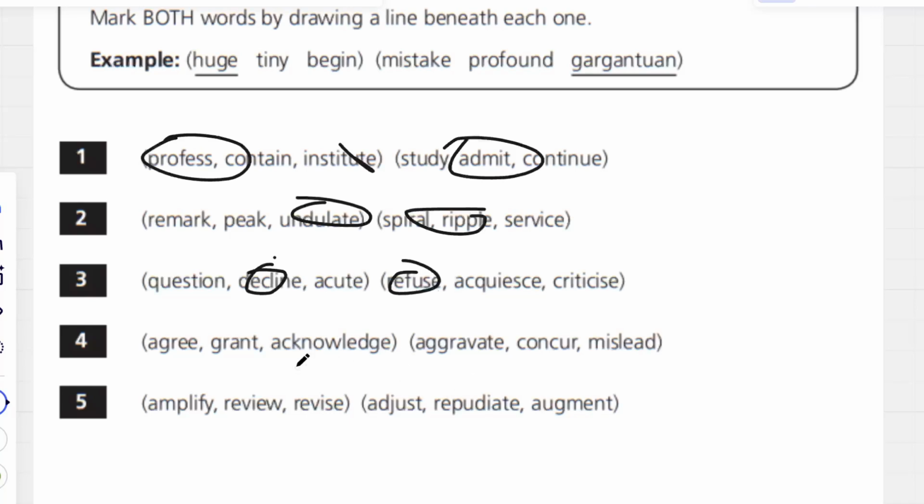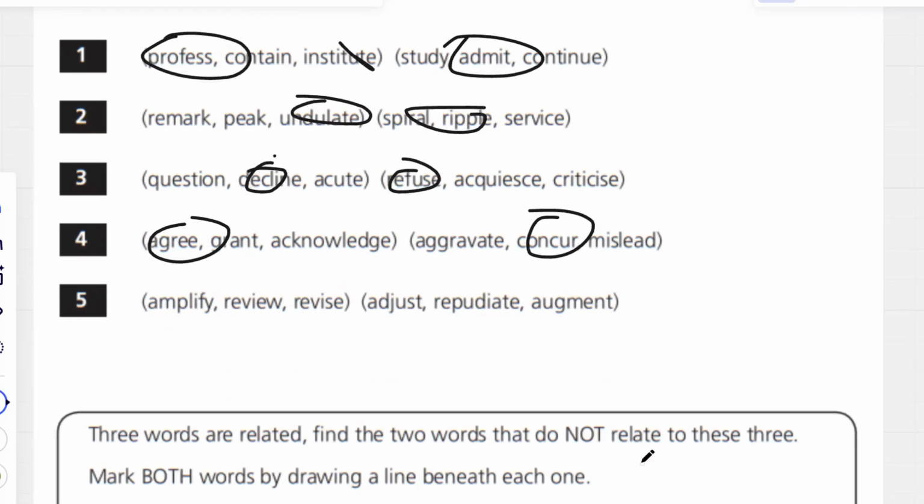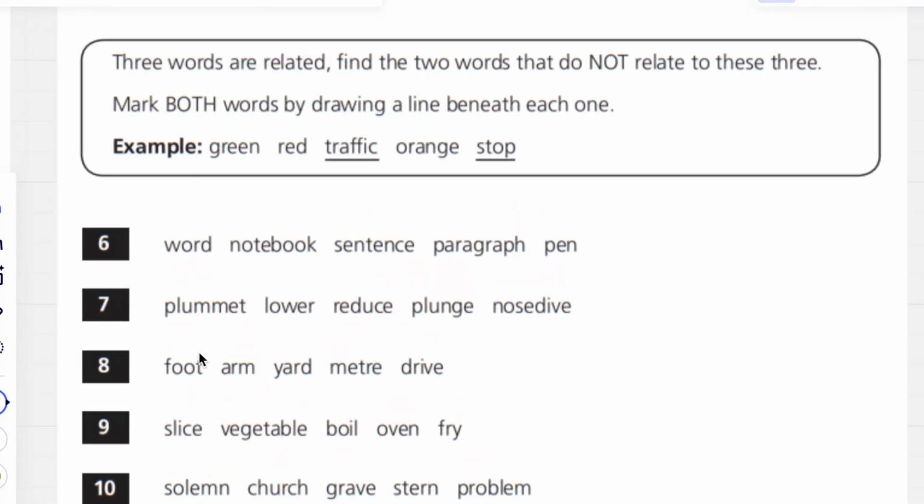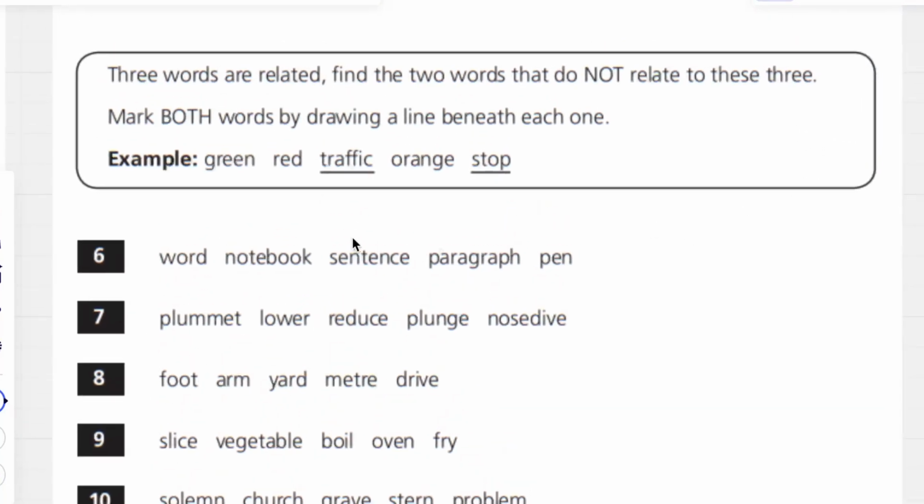Question 4, agree and concur, direct synonyms. I concur with this idea, I agree with this idea. And amplify and augment both mean to make something bigger, to augment the impact of something, or to amplify the consequences of something.